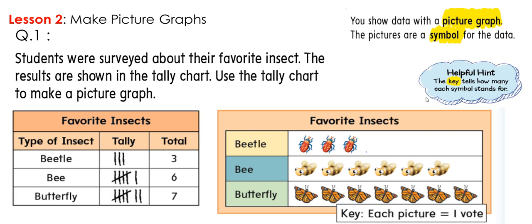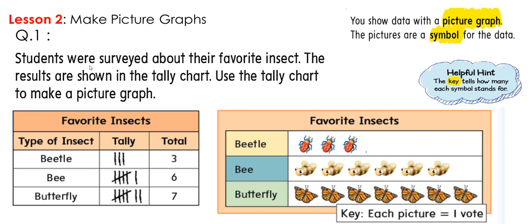Let's move on to lesson 2, which is make picture graphs. I really loved this topic. Picture graphs. You show data on a picture graph. The pictures are a symbol for data. The hint that will help us is the key tells how many each symbol stands for. So we always have to read the key. And in this key it says that each picture equals 1 vote.